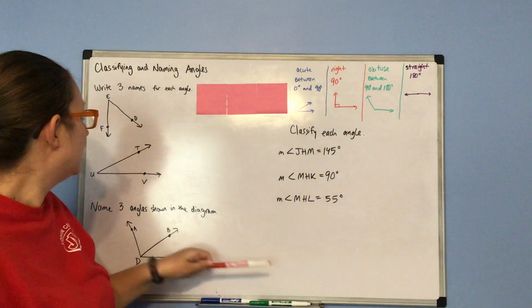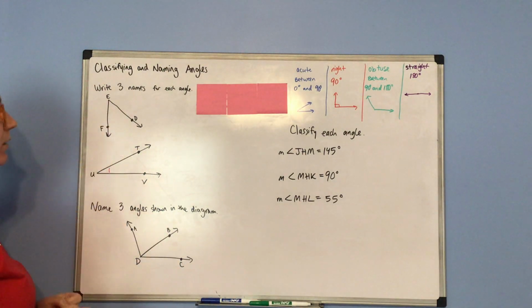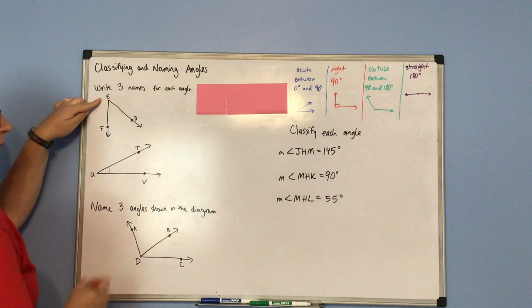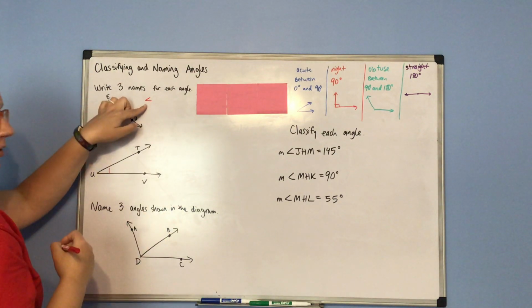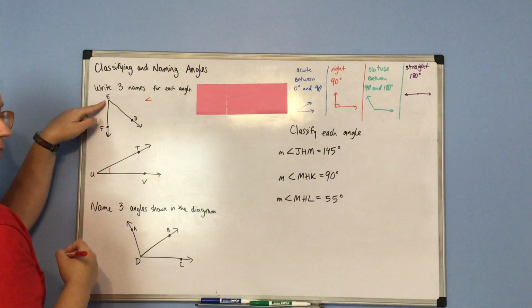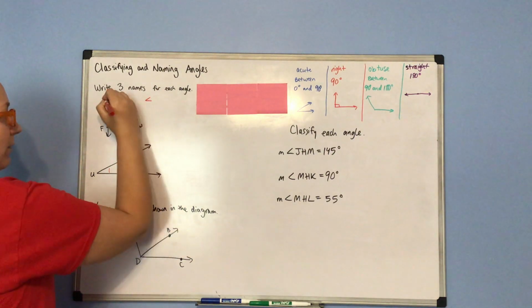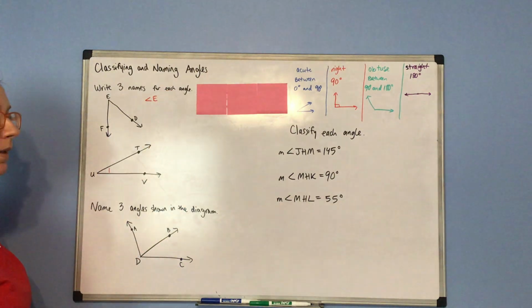So let's start with some naming. I'm going to start with this first one right here. I want to write 3 different names for what we can call that angle. One way we can name an angle is, first of all, we always use the angle symbol, which looks kind of like a less than. We can just name it by the vertex, or the corner part of that angle. Since the vertex is right here, I can call this angle angle E.